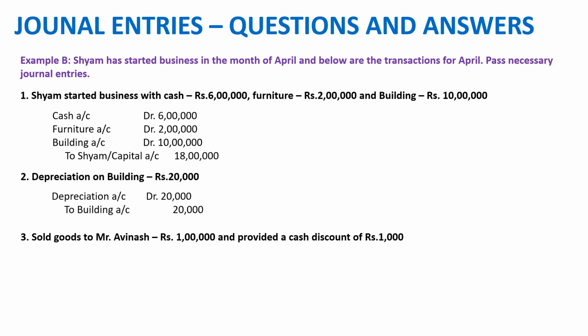So what entry are you going to post now? Avinash account debited 99,000. Cash discount is a loss. All loss has to be debited. So 1,000. To sales 1 lakh, right? Sales is revenue or you can say income. Hence it is credited by 1 lakh rupees.